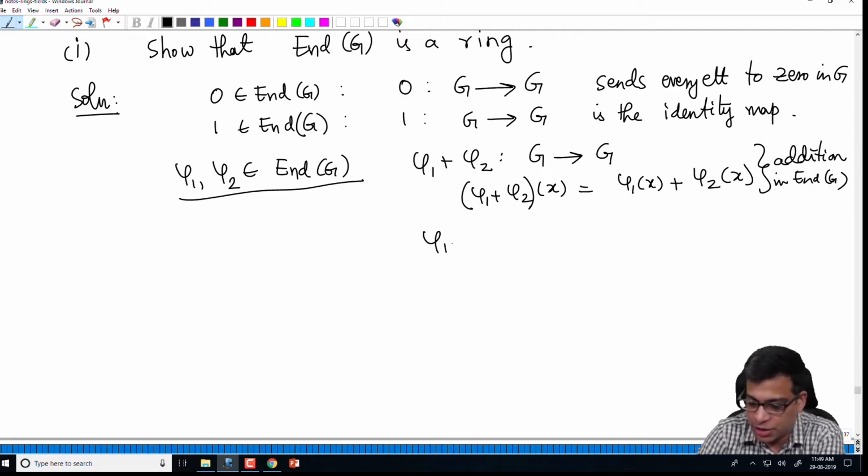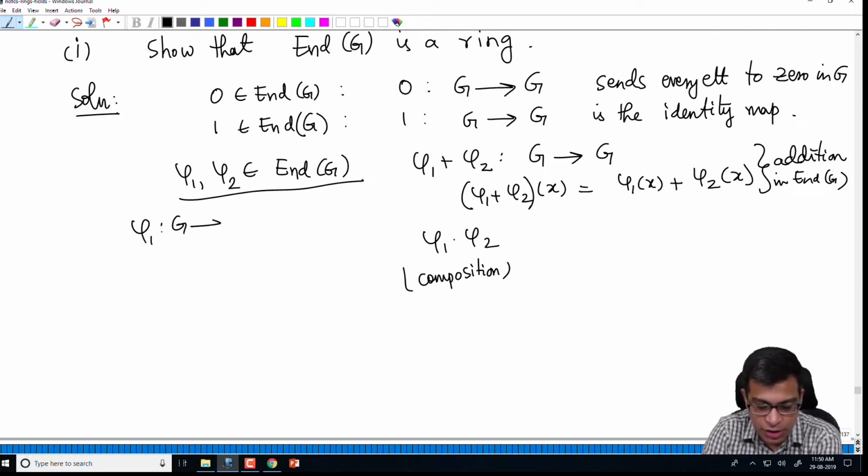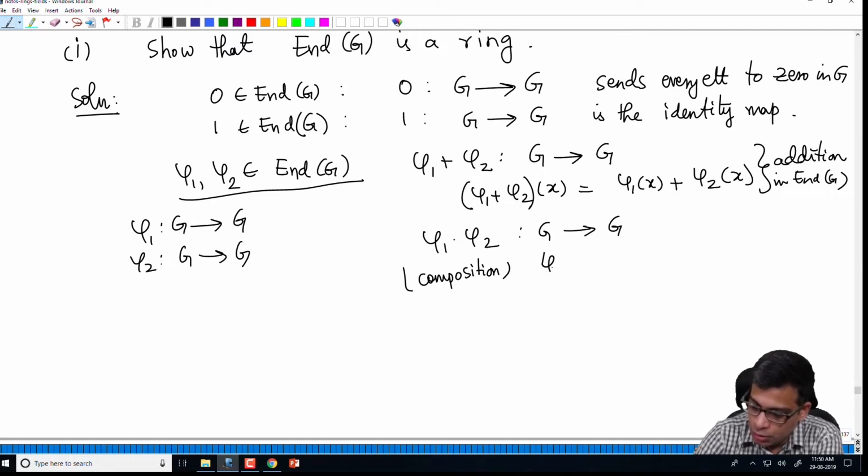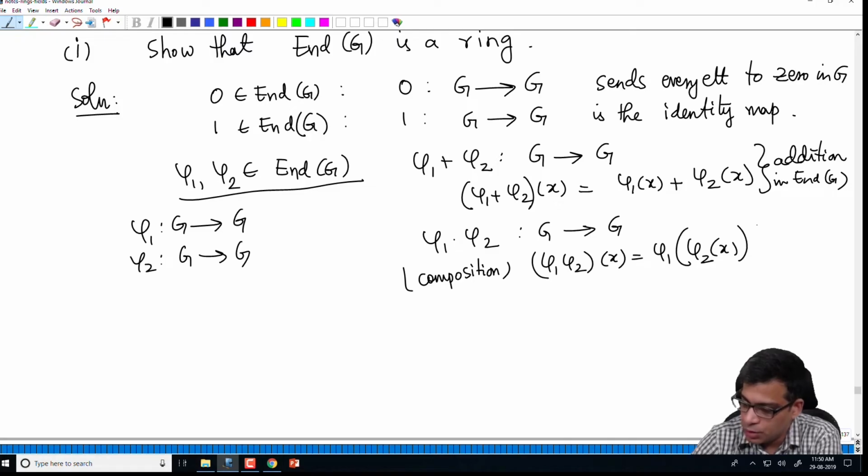What is multiplication? Multiplication is simply composition. Composition of two functions. Because phi 1, phi 2 are both functions from G to G, right? Phi 1 is from G to G, phi 2 is also from G to G. These are actually group homomorphisms. I define phi 1 phi 2 of x to be phi 1 of phi 2 of x. This is the multiplication.